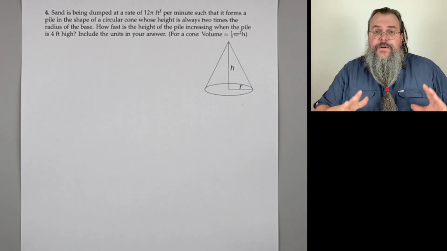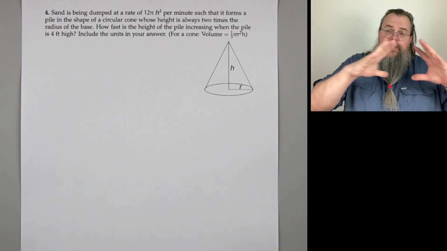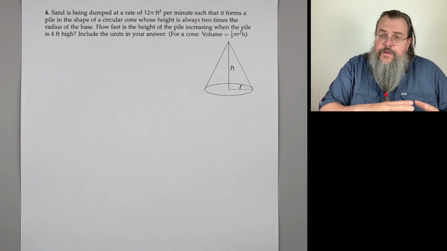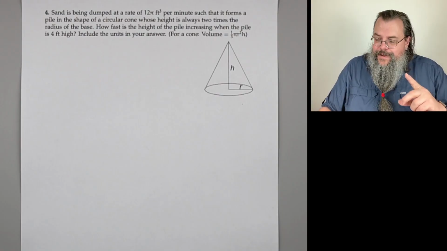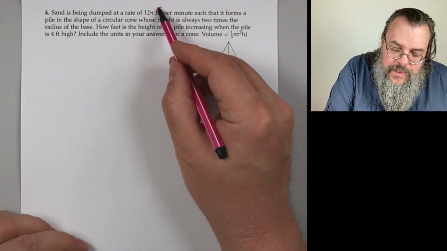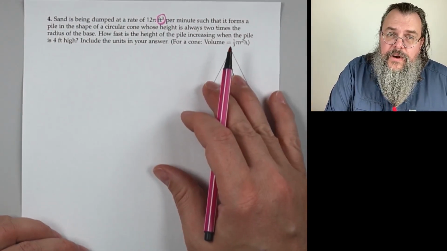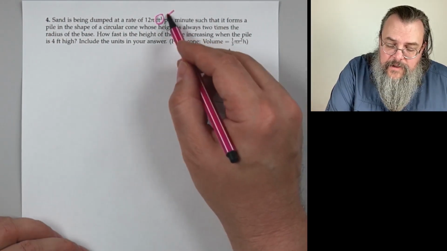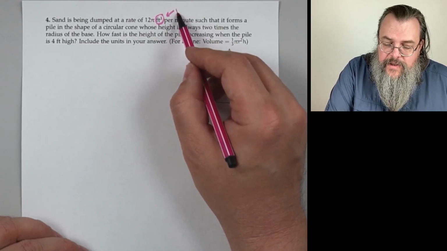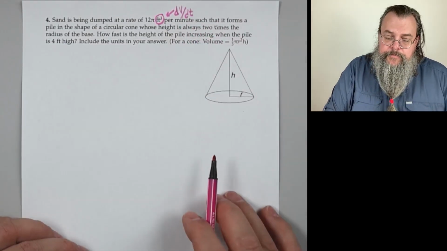So what are we doing? Well, we have rates going on. We have the sand is being added. Well, what is that? Well, it's a volume rate. How do we know it's a volume rate? Well, notice cubic feet. That's a volume. Okay, so this is a volume rate, cubic feet per minute. So we could also say the change in volume over change in time.